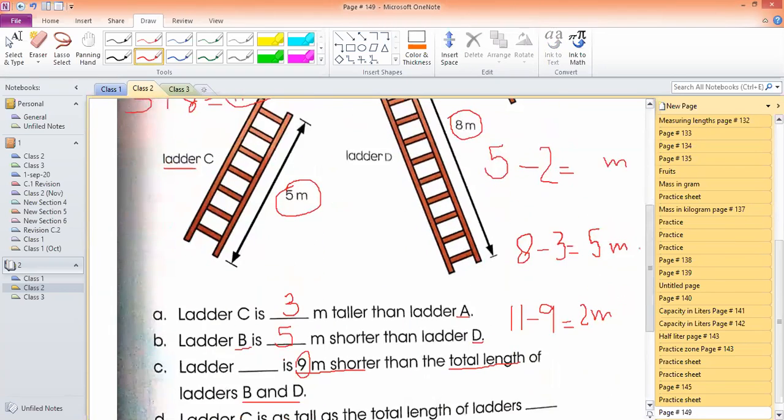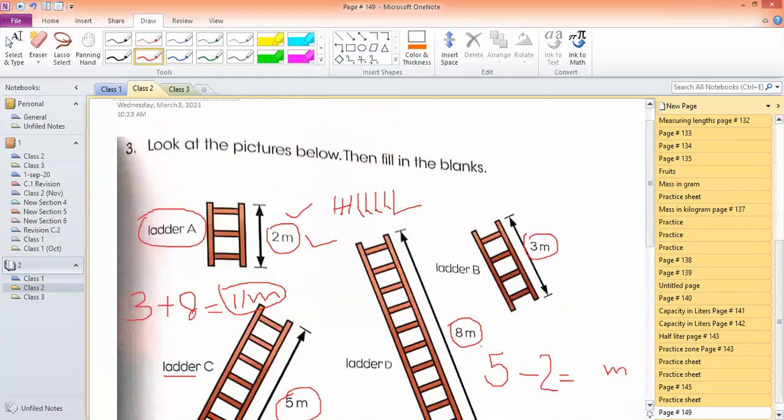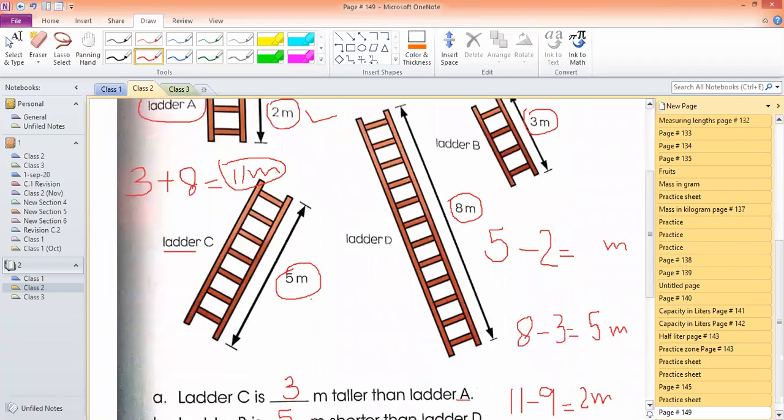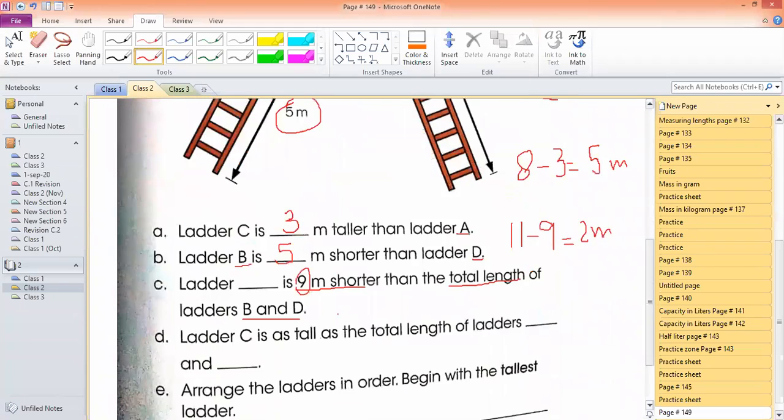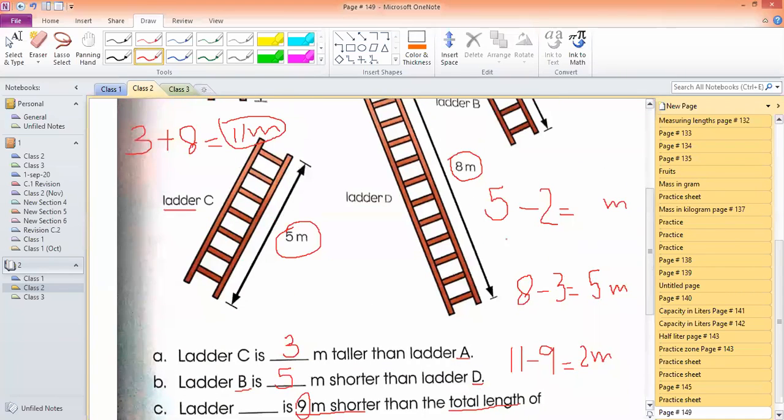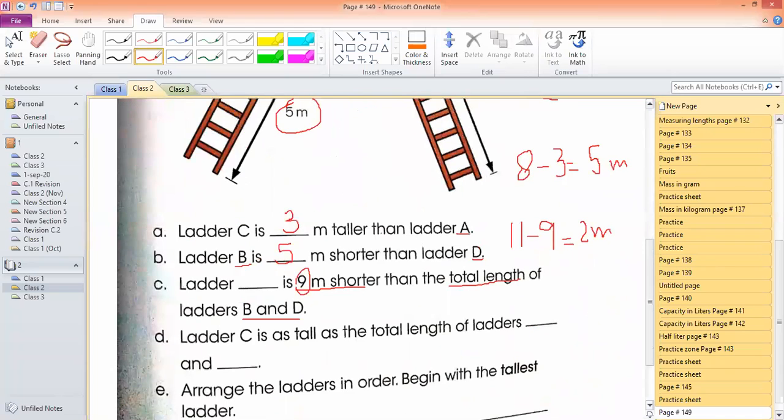How did I do it? I found the total length first, the total length of B and D. B was 3 and D was 8. 8 plus 3 is 11. Then I minus this 9 and check. The answer is 2. Check which ladder is 2 meter tall. So that answer is ladder A. Is it clear, guys?